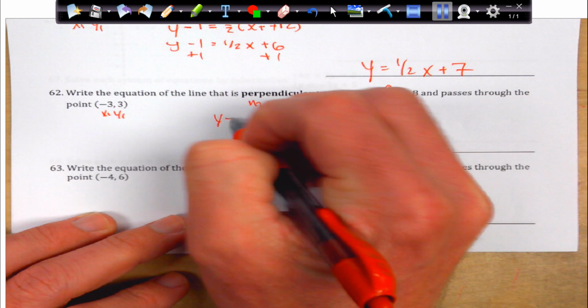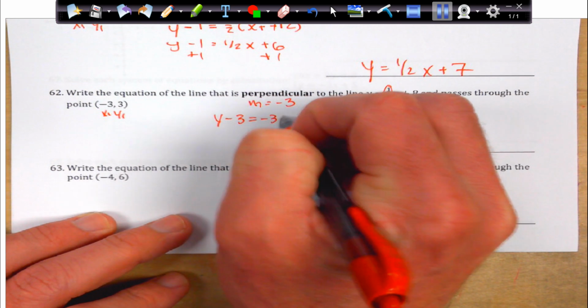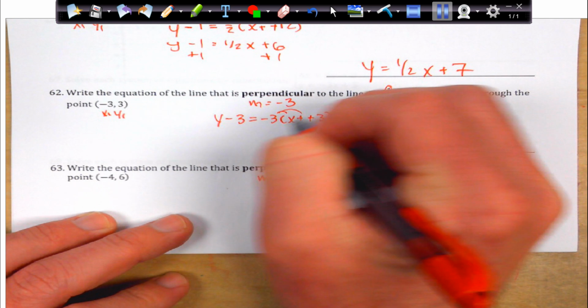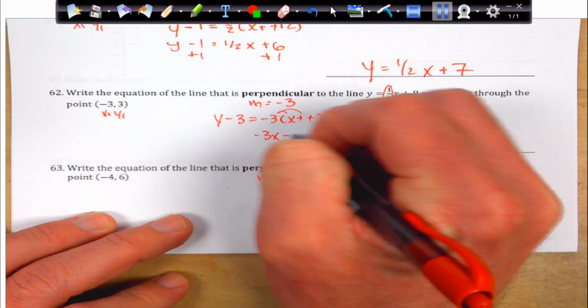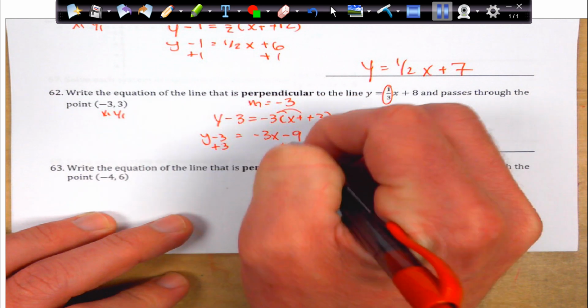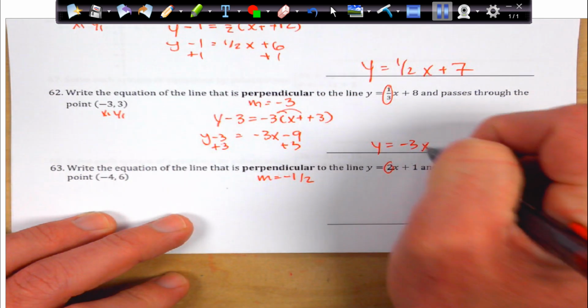So y minus 3 equals negative 3 times x minus negative 3. Those become positive. We distribute, we get negative 3x minus 9. Add the 3. We get y equals negative 3x minus 6.